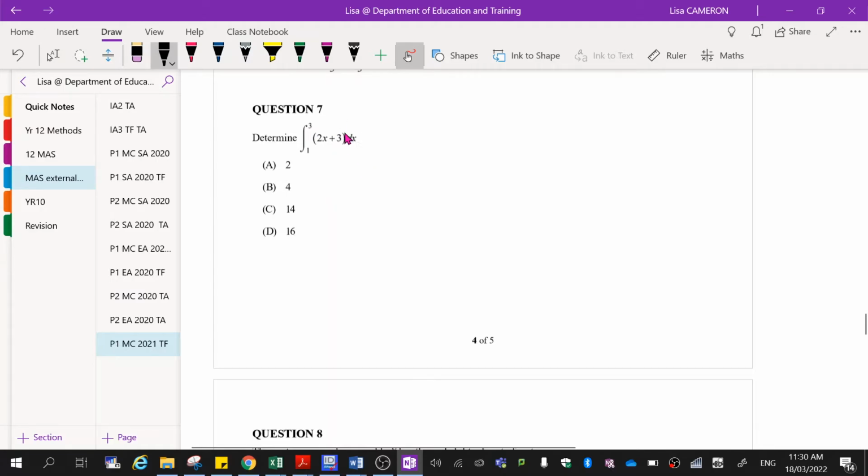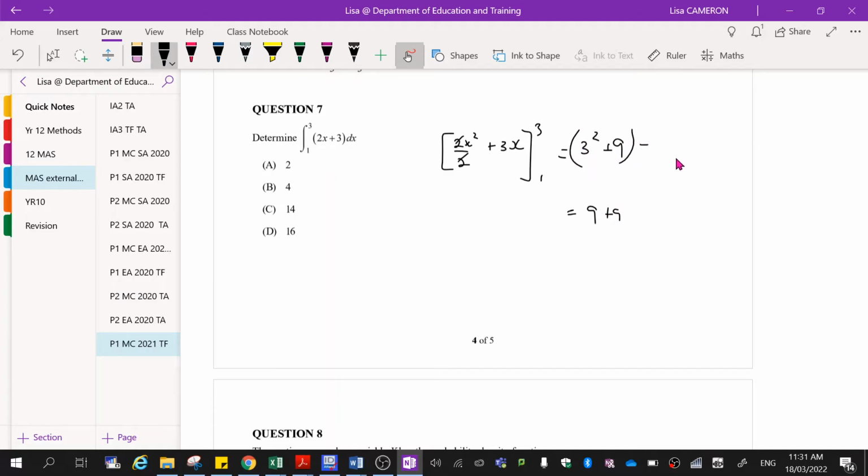Next one, integrating this function here. So first thing I'm going to do is integrate it. When I do that, it'll become 2x to the power of 2 divided by 2 plus 3x between 3 and 1. Now I'm ready to substitute my values in. Those two will cancel. So 3 squared is equal to 9, plus 3 times 3 is also 9.